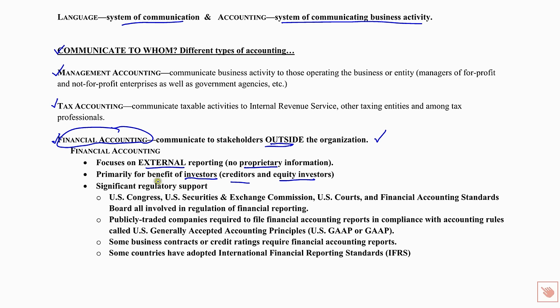Financial accounting has significant regulatory support in the U.S. and also around the world. There's federal law. There's the U.S. Securities Exchange Commission Act. So U.S. Congress gives authority to the U.S. Securities Exchange Commission. There's also a bunch of court cases. And the Financial Accounting Standards Board, the FASB, is actually delegated the duty of creating accounting principles in the U.S.